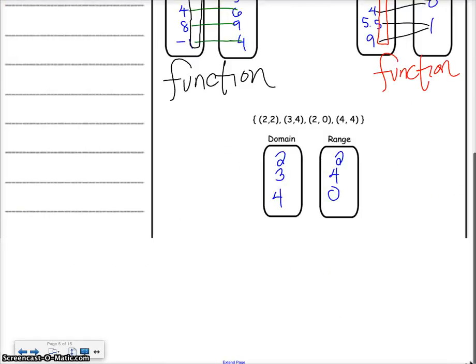Okay, next one. 2 goes to 2. 3 to 4, 2 to 0, 4 to 4. I'm looking at just my X's. Right there, I have 2 lines connected to my 2. That is not a function because you should only have one line connected to each X. Notice I never looked at my Y's. I always look at just my X's.